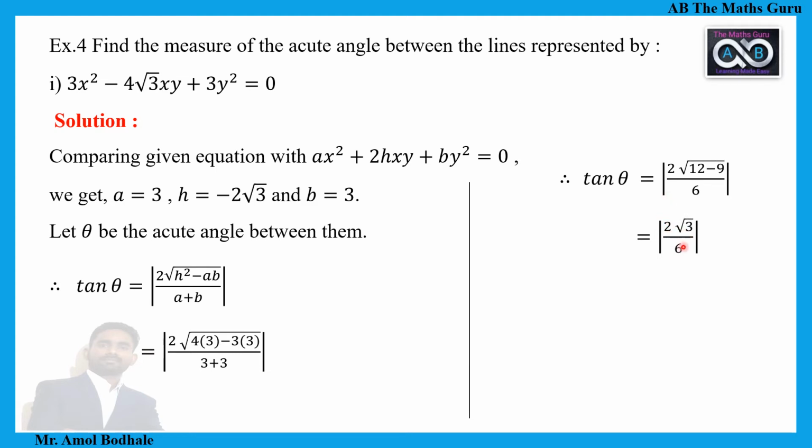2 ones are 2, 3 threes are 3. So we get root 3 upon 3, and this can be written as root 3 into root 3 upon 3 root 3. So root 3 cancels, and we get tan theta equal to 1 by root 3. Now, for which angle is tan theta 1 by root 3? Therefore, theta is equal to 30 degrees. So this is the required acute angle between the lines represented by the given equation.